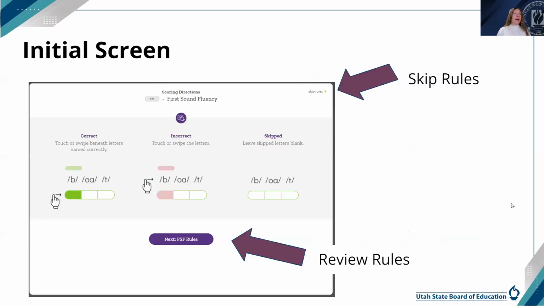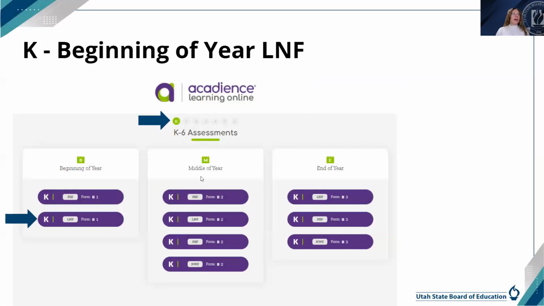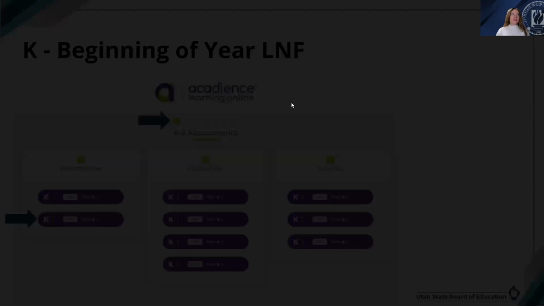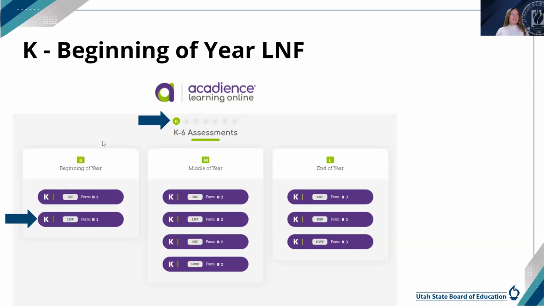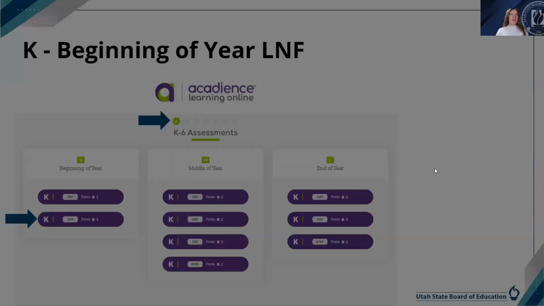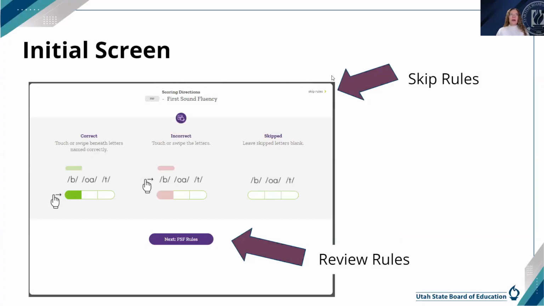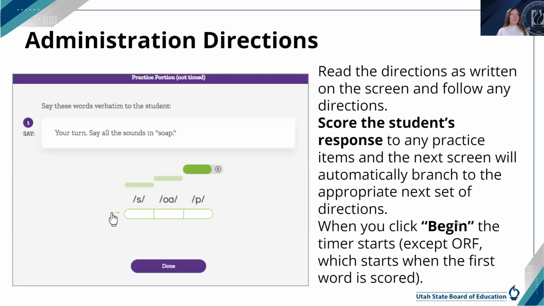So if you need to go back to the measure, you would potentially select that K through 6 benchmarks in the corner. Choose the grade, the time of year, the assessment measure we're doing, which right now is kindergarten, LNF, BOY. You would select skip rules up here in the corner when you see this scoring directions page. And then you would branch through the directions and stop at that begin button.